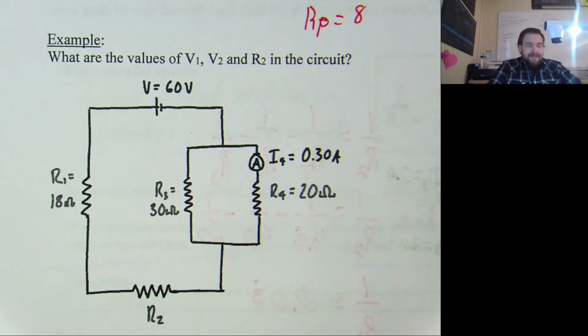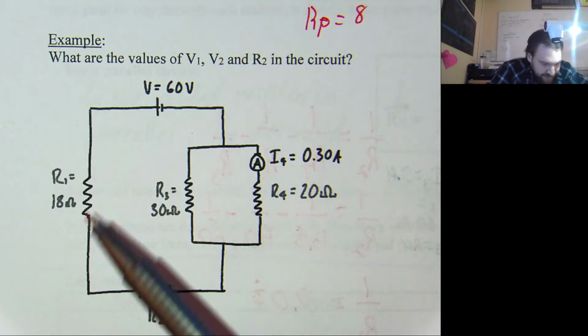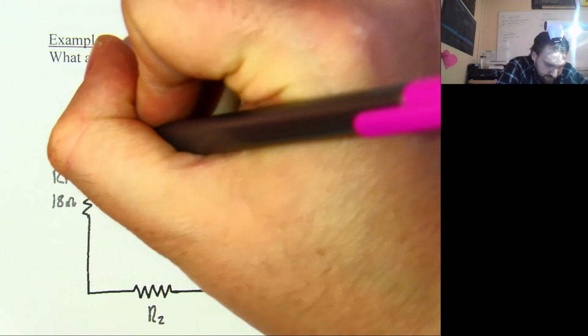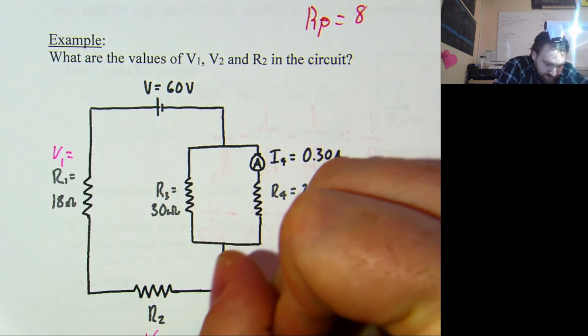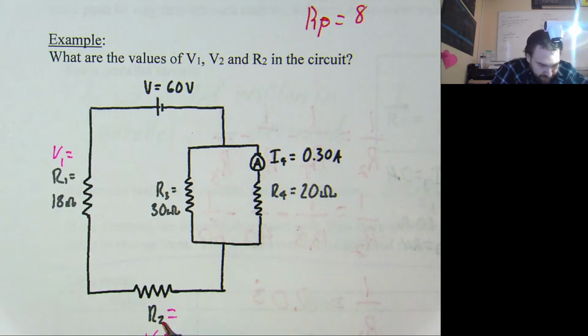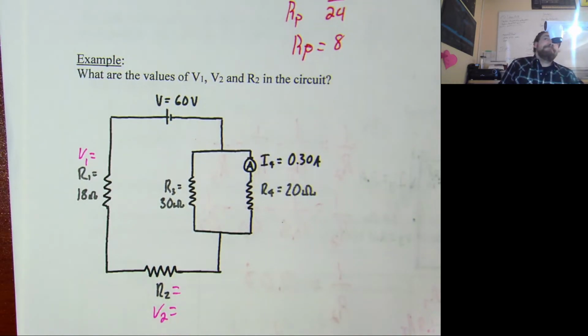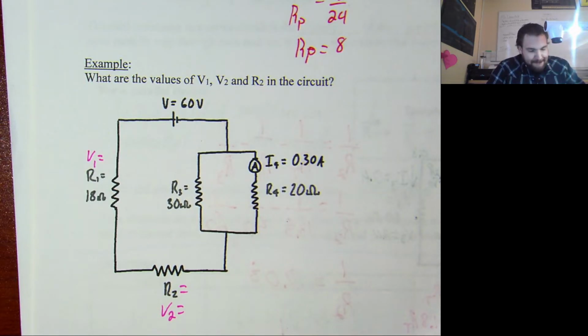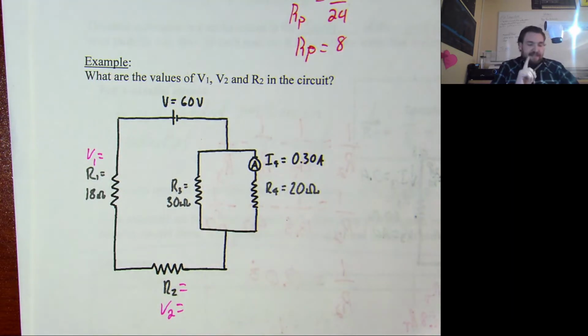Thank you. Okay. So, it says what are the values of V1, V2, and R2 in the circuit? V1 is here. V2 is here. And we want R2, which is down here. Anyone want to take a guess at where we might begin? Sorry, where did V3 go? Oh, V3 is here, but I haven't technically asked us to find it yet.